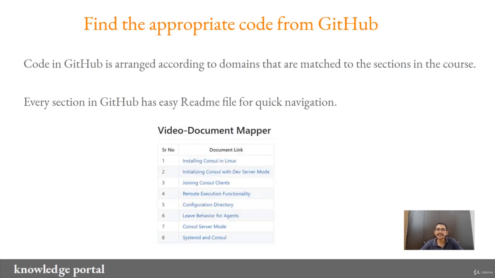Now, to make things systematic and easy for everyone, our code in GitHub is arranged according to the domains that are matched to the sections within the course. And every section within the GitHub has a README file for quick navigation. So if you look into this screenshot, let's say that you want to look into the commands for installing Consul in Linux, you can directly click here and you'll get the exact commands. And the name that you see over here exactly matches the lecture name in Udemy. So it becomes easy for everyone to review.